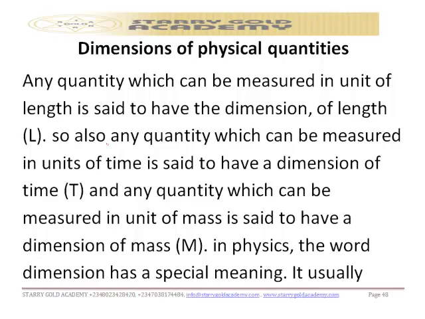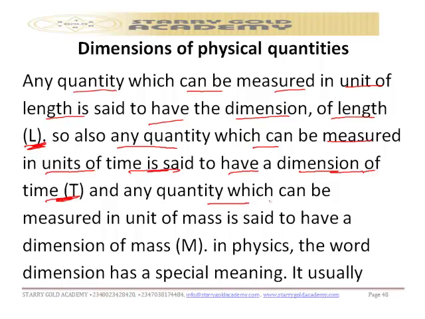Now, any quantity which can be measured in units of length is said to have dimension of length L. So also any quantity which can be measured in unit of time is said to have a dimension of time T. And any quantity which can be measured in the unit of mass is said to have a dimension of mass M. Now in physics, the word dimension has a special meaning.